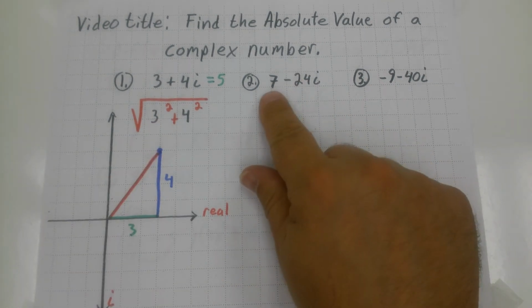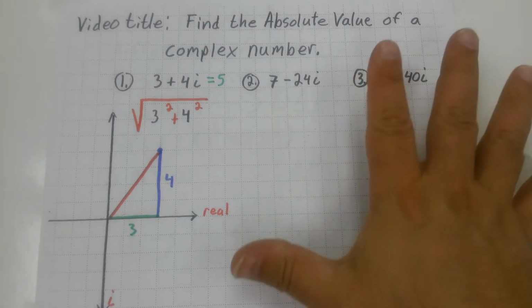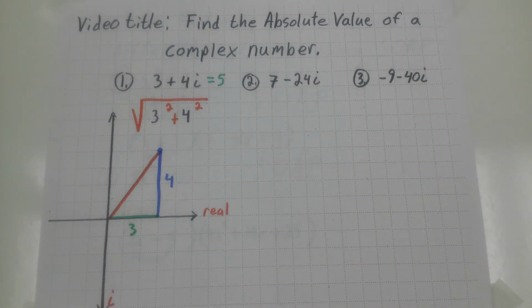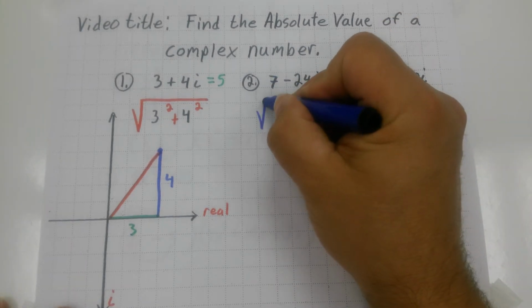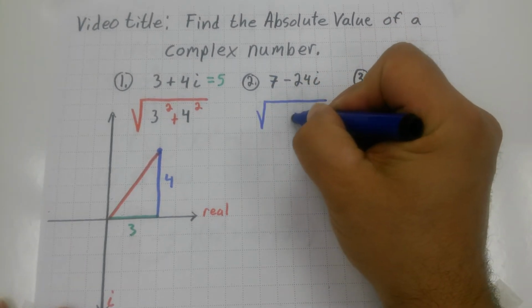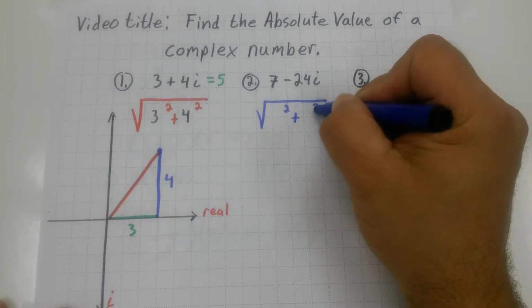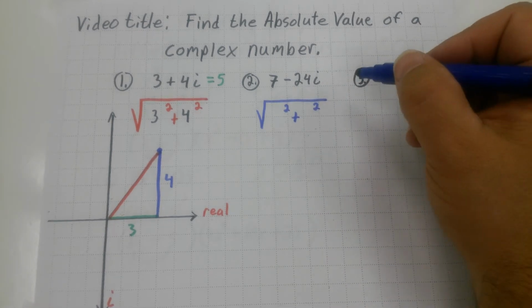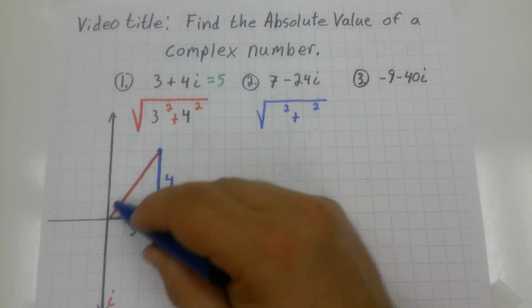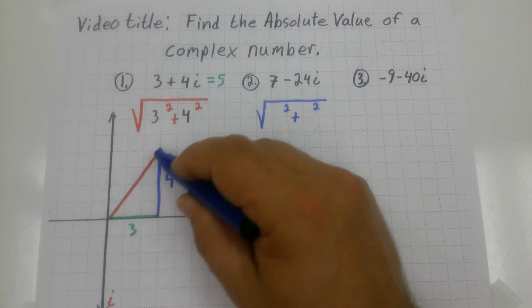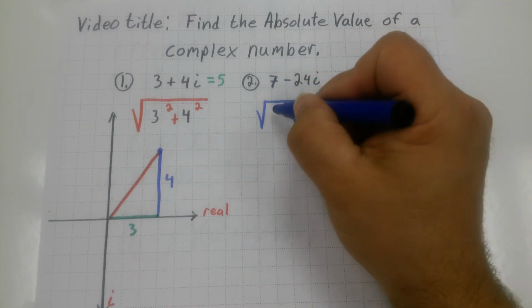I don't want to graph 7 minus 24i. I need a very large piece of paper. So I'm just going to jump right into the Pythagorean Theorem. And that's going to be the square root of something squared plus something squared, or distance formula if you want to look at it from a coordinate or analytic point of view. So I just drop the 7 in.